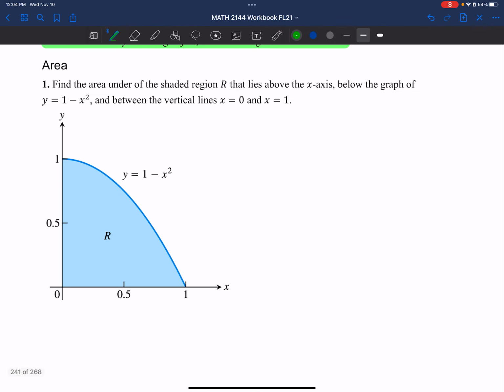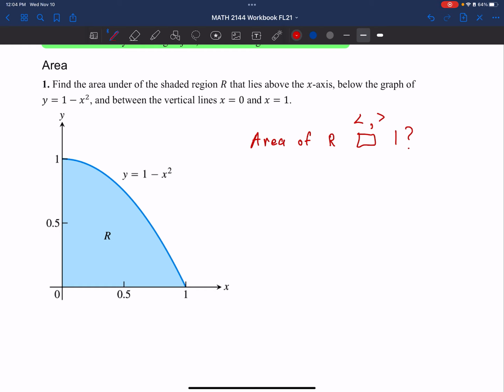So let me make this a question. We're looking at this blue region right here. The area of R, is it going to be less than or greater than 1? Let me start with that question. Look at that region. If you think it's going to be less than 1, point down. If you think it's going to be greater than 1, point up.